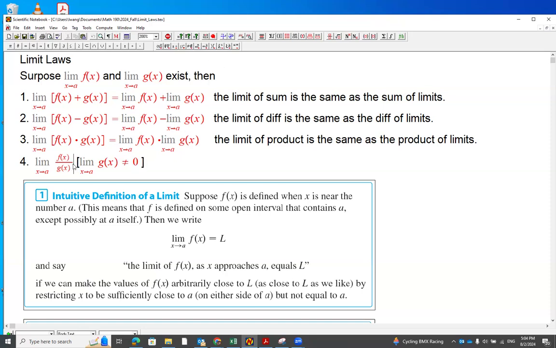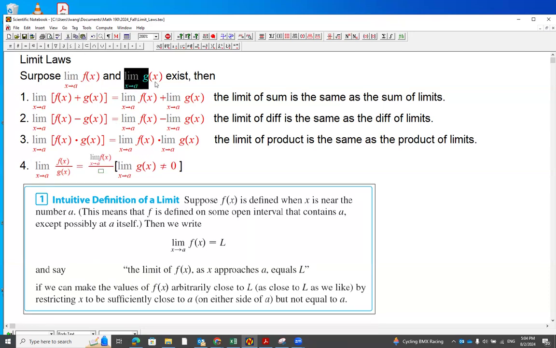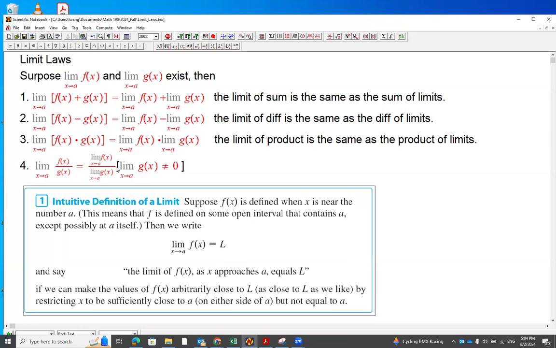If this is satisfied, the individual limits exist and the denominator is guaranteed not to be 0. And then the limit of a quotient is the quotient of limits. So we divide these two limits which both exist. So this is a limit law.